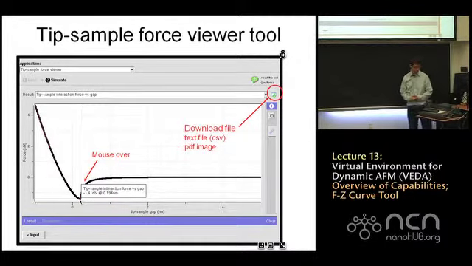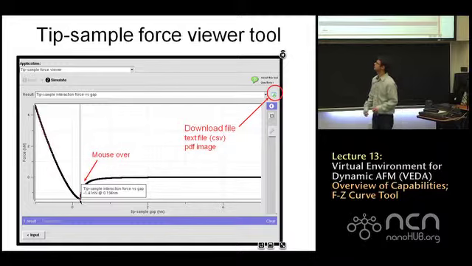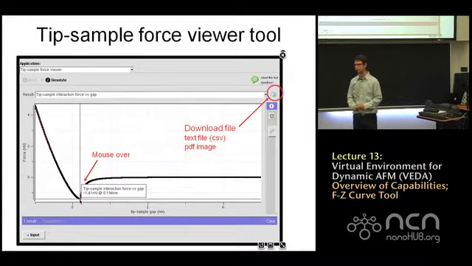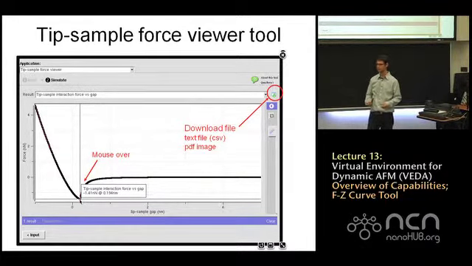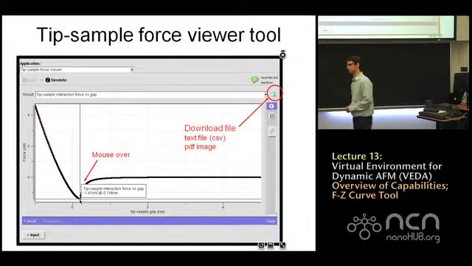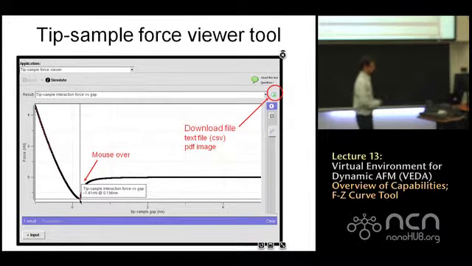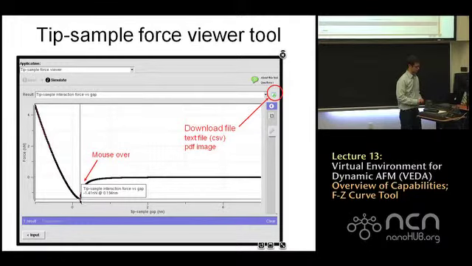Also, this button up on the upper left corner, we can actually download this file. So if you want to download a PDF image file or a comma-separated text file, you have the option of downloading that, and maybe you want to plot it in your own software, use MATLAB or something. So you can make a professional-looking plot if you like.